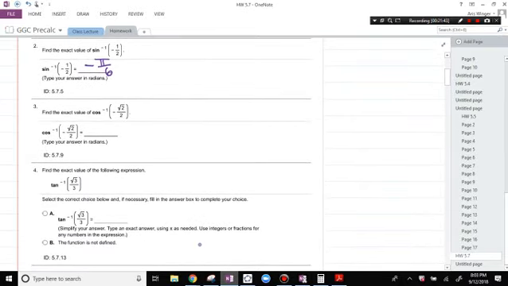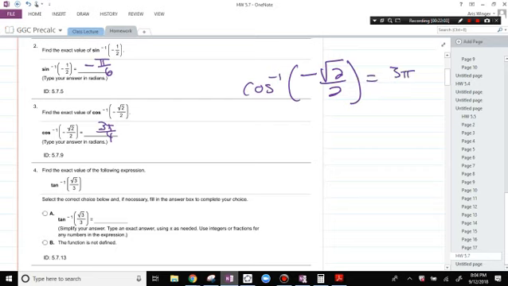So this should be pi over 4 or 3 pi over 4? That's a great question. It is one of those two, but it's cosine inverse of negative square root of 2 over 2. So the x coordinate is negative. That's why it's the second quadrant, and that's why it's 3 pi over 4.